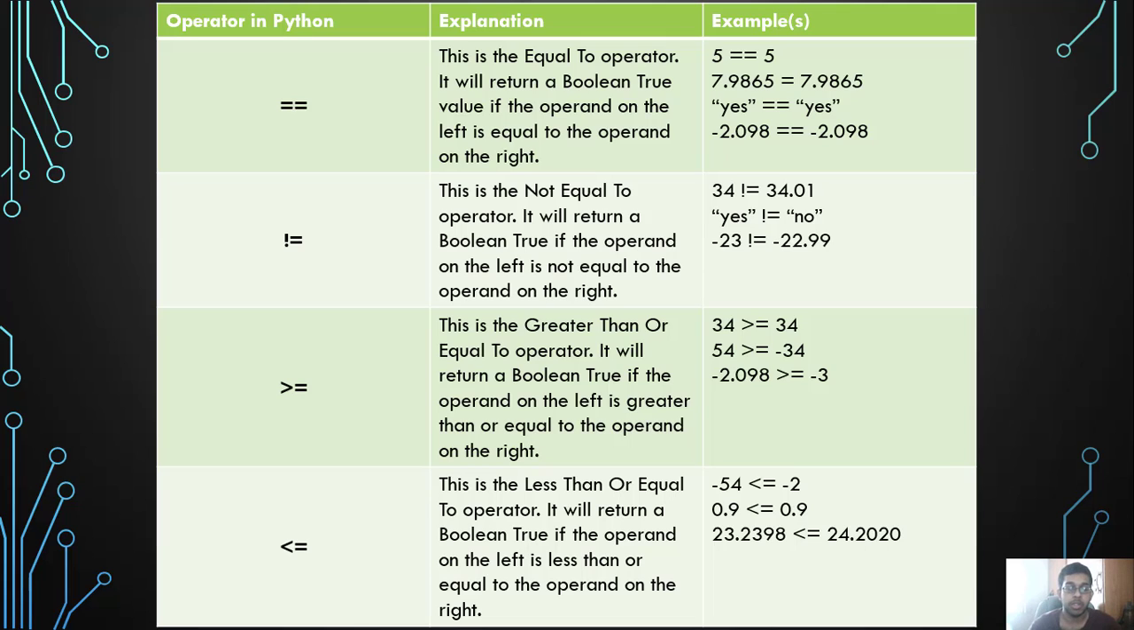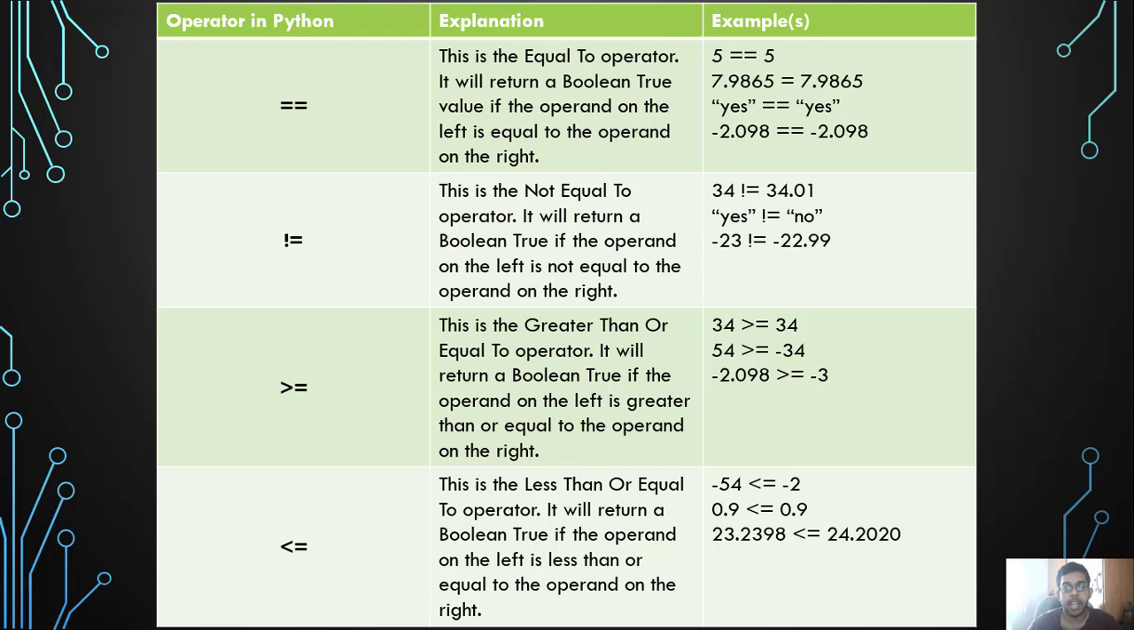Greater than equal to. This is the greater than or equal to operator. It will return a Boolean true if the operand on the left is greater than or equal to the operand on the right. 34 is greater than or equal to 34. 54 is greater than or equal to negative 34. Negative 2.098 is greater than or equal to negative 3.